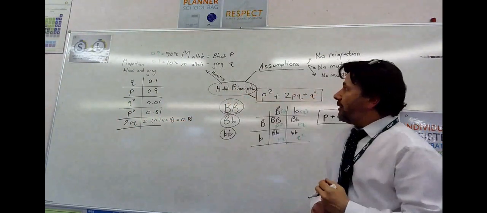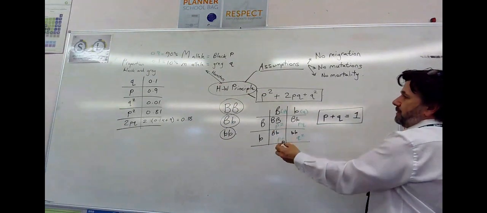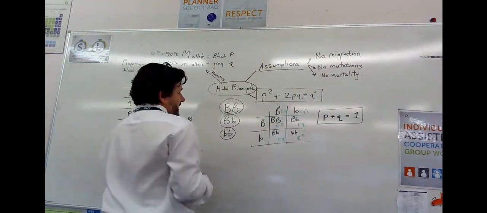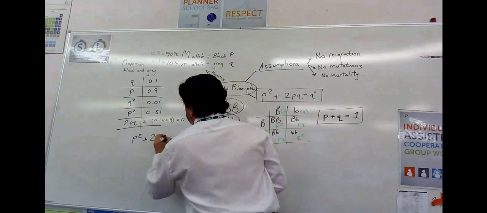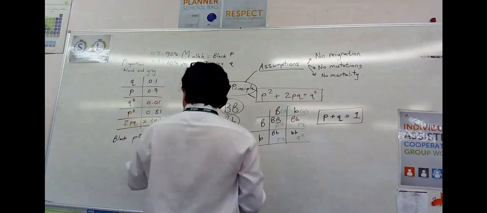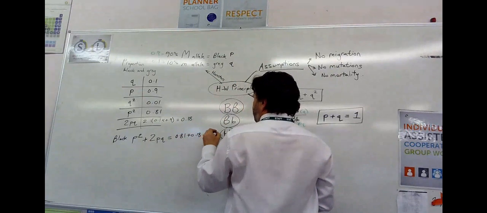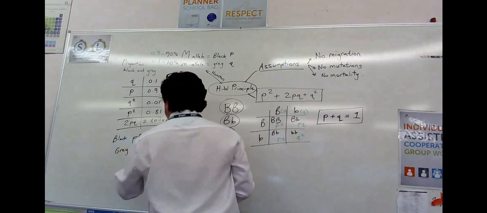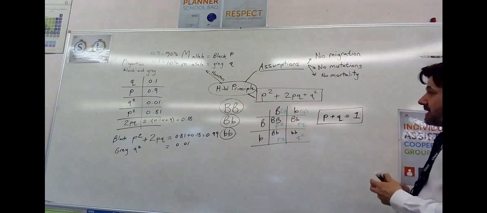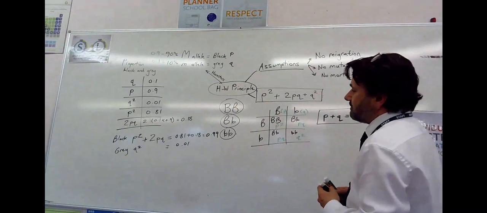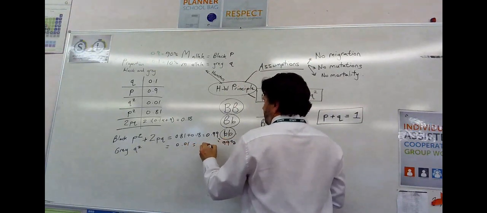So now I can work out the proportion of black and grey. Black is p squared, which is 0.81, plus 2pq, 0.18. That gives you 0.99. And grey is going to be q squared, in this case 0.01. Now you need to convert it into a percentage. All you do is times it by 100, and that gets 99% are black, 1% is grey.